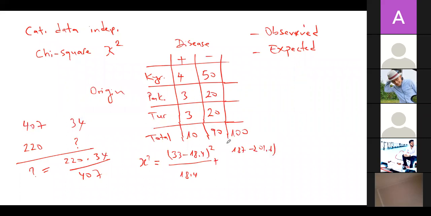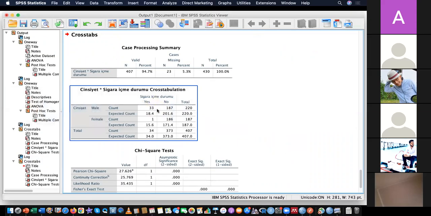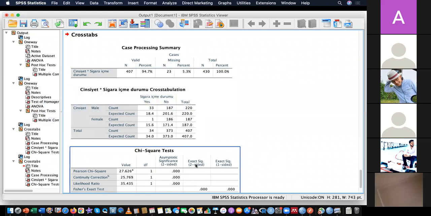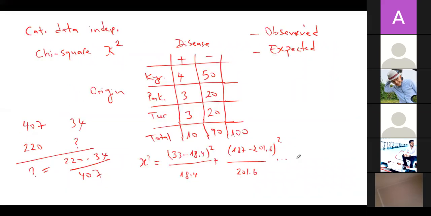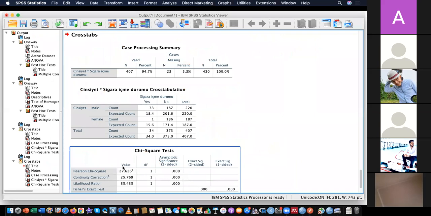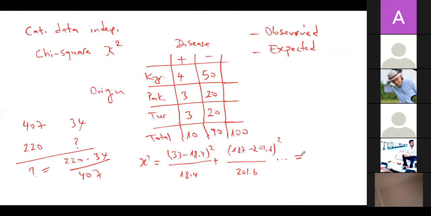201.6 squared divided by 201.6, and I continue to do this for cell number 3 and cell number 4, and at the end I will have a chi-square value which is 27.6.